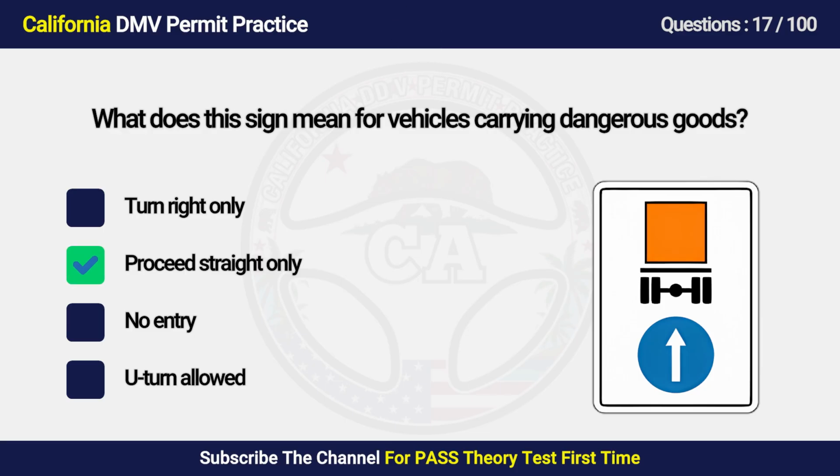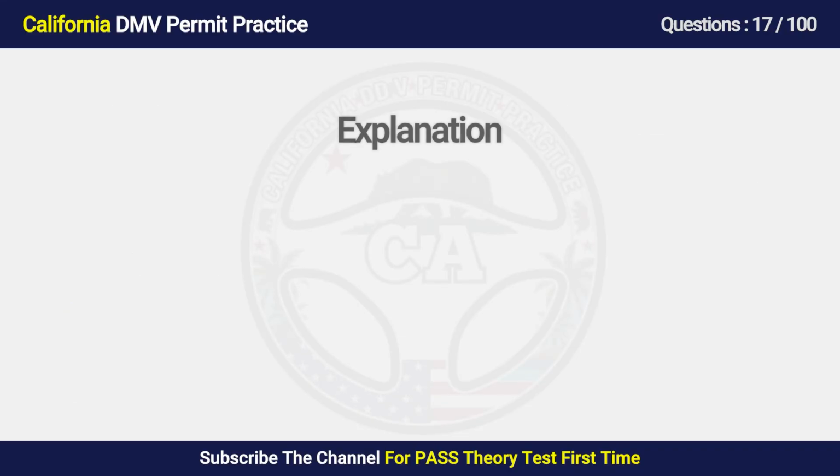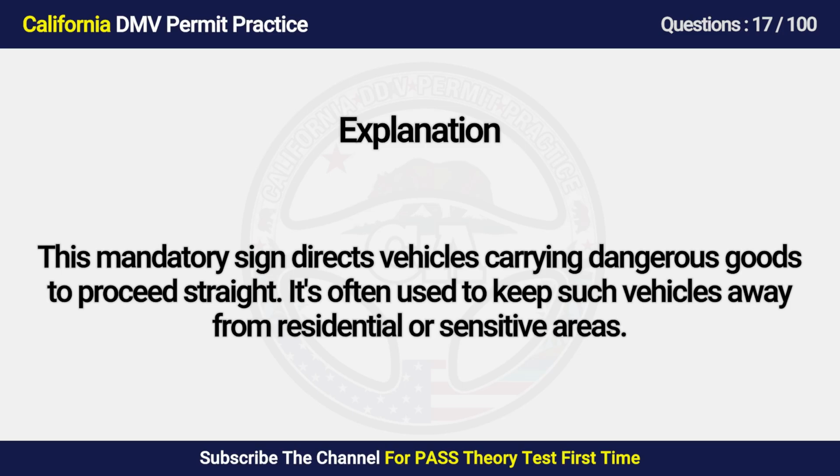Answer is B. Proceed straight only. This mandatory sign directs vehicles carrying dangerous goods to proceed straight. It's often used to keep such vehicles away from residential or sensitive areas.